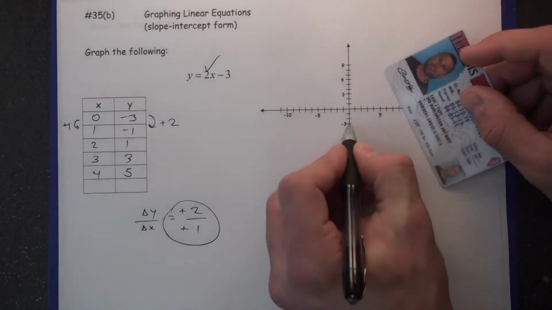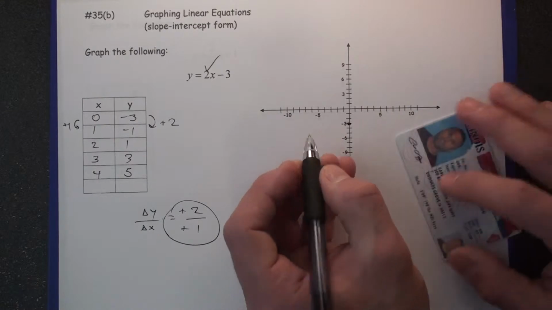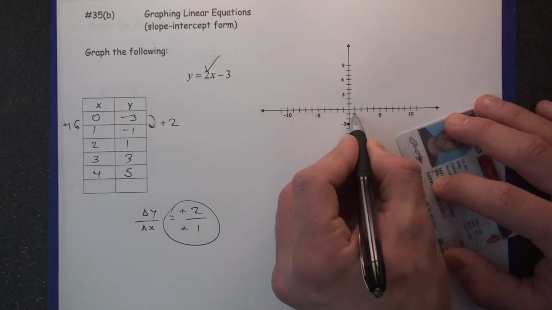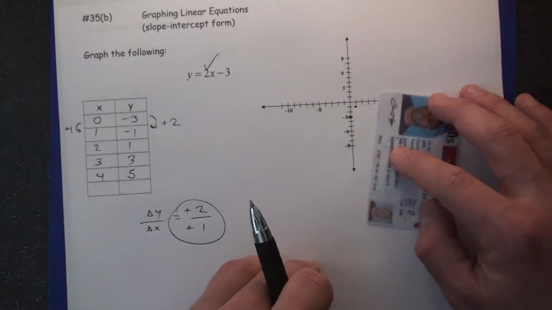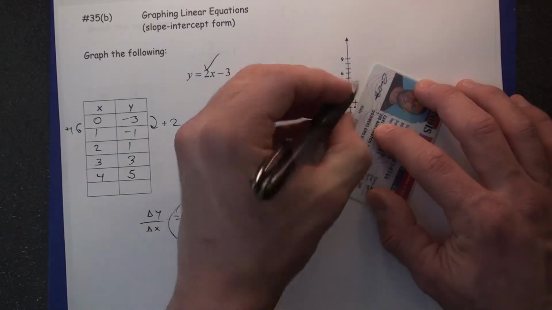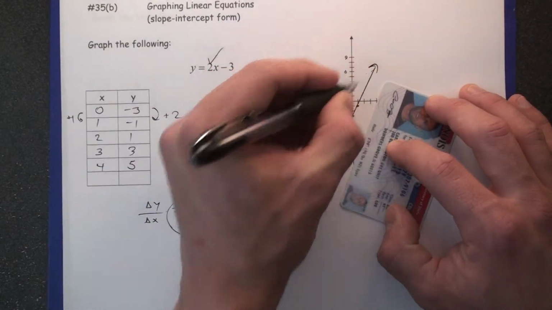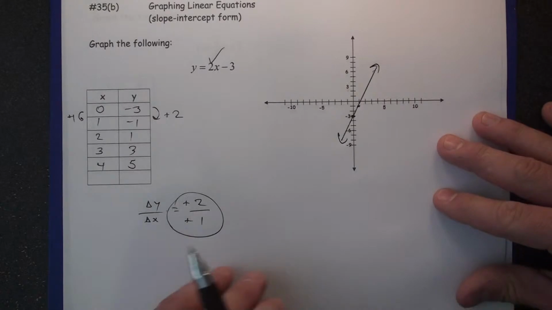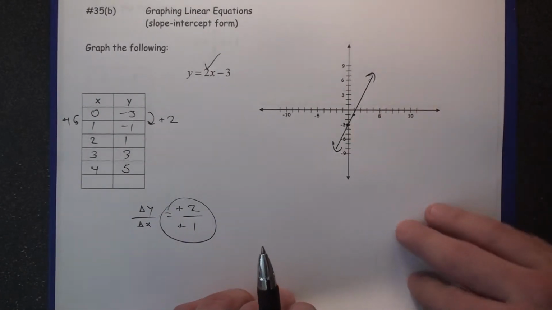Notice how 0 comma negative 3 would be a point that's on the graph, up 2 and over 1. So that's what's happening. We're going up 2 and over 1 for every x value you plug in. You're increasing 2 for y. Okay, so this would be the correct answer on how to graph this.